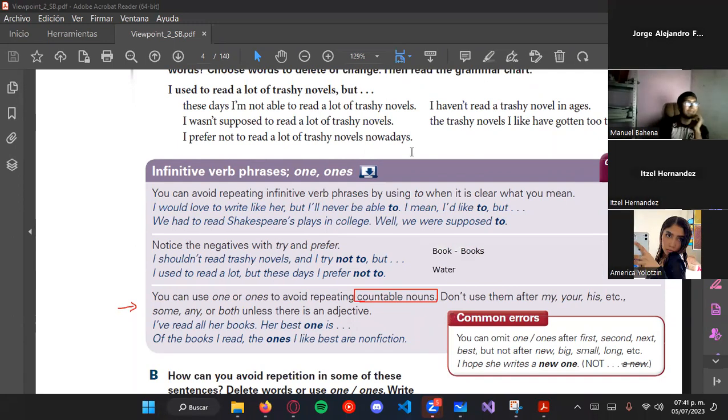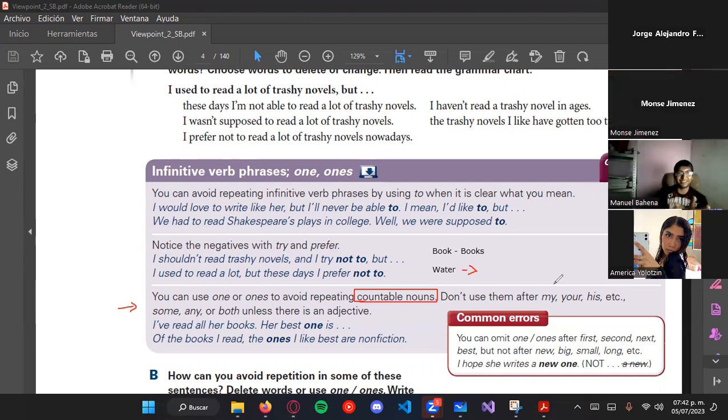Okay, Jorge, tell me. Book is countable, water is uncountable. Why? You're right. Yes, that's correct. Why? Because the water is not only one or more. Okay, you're getting there. You're getting there. Yes, you're getting close to the answer.